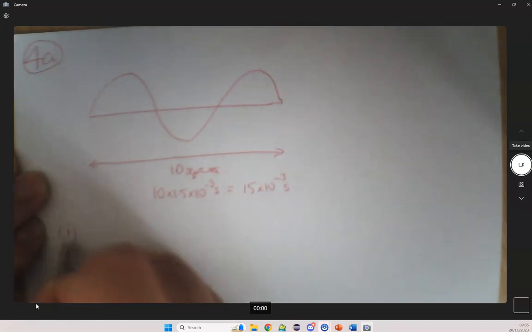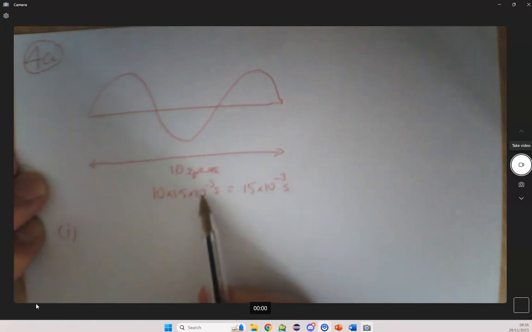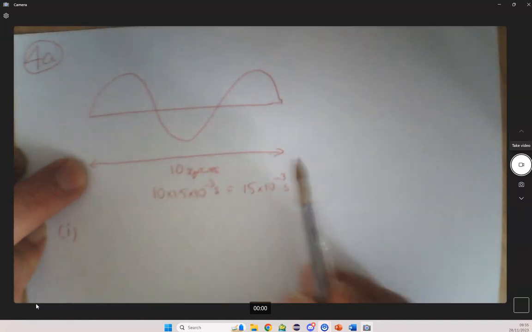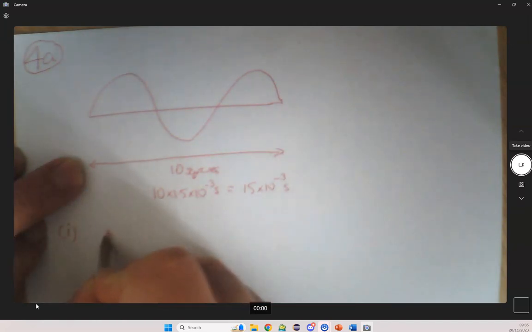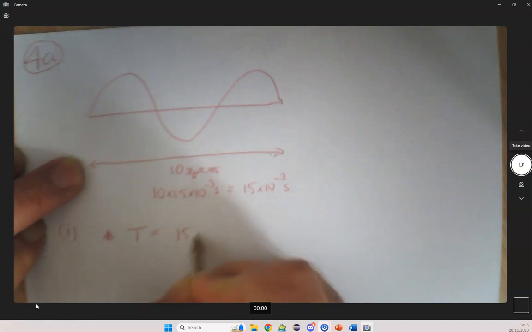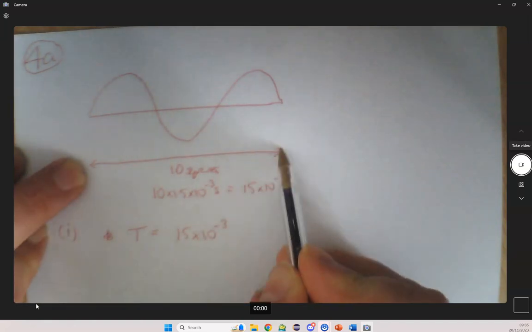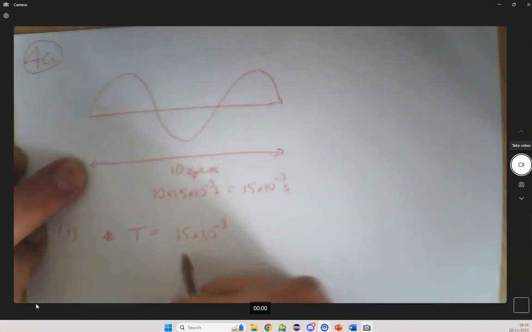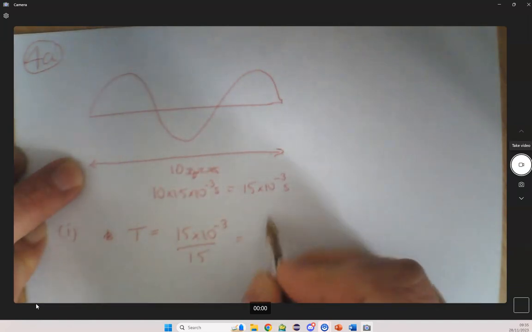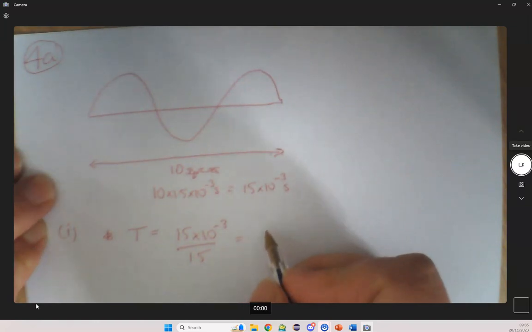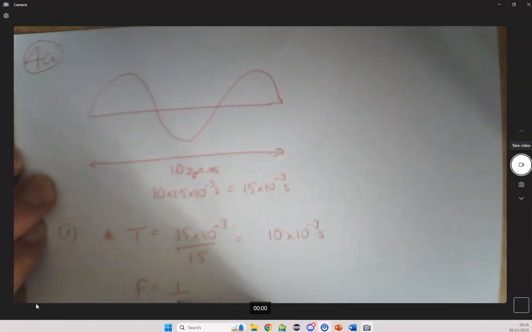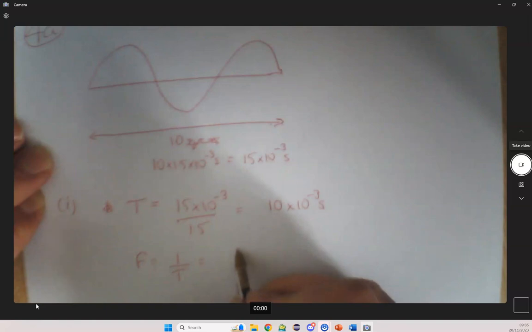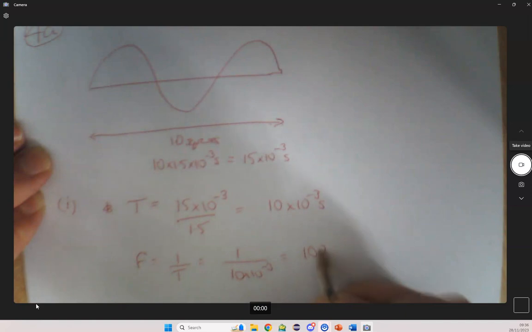The first bit they want us to find then is the frequency. So we know from there to there is 15 times 10 to the minus 3 seconds. So the time period for one wave is going to be 15 times 10 to the minus 3, but that is divided by the 1.5 waves there. So 15 divided by 1.5 is going to give me 10 times 10 to the minus 3 seconds. Frequency is 1 upon the period, which is therefore 1 divided by 10 times 10 to the minus 3, which will be 100 Hertz.